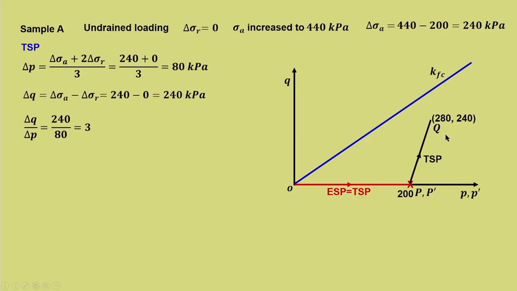Now, the final value will be, because this is delta P, the increment is 80. So, up to here it is 200 plus 80, that is 280 on the x axis, and the y axis, which is represented by delta Q, starts from 0. Whatever it is, 240, that appears as 240. So, this is the point Q.